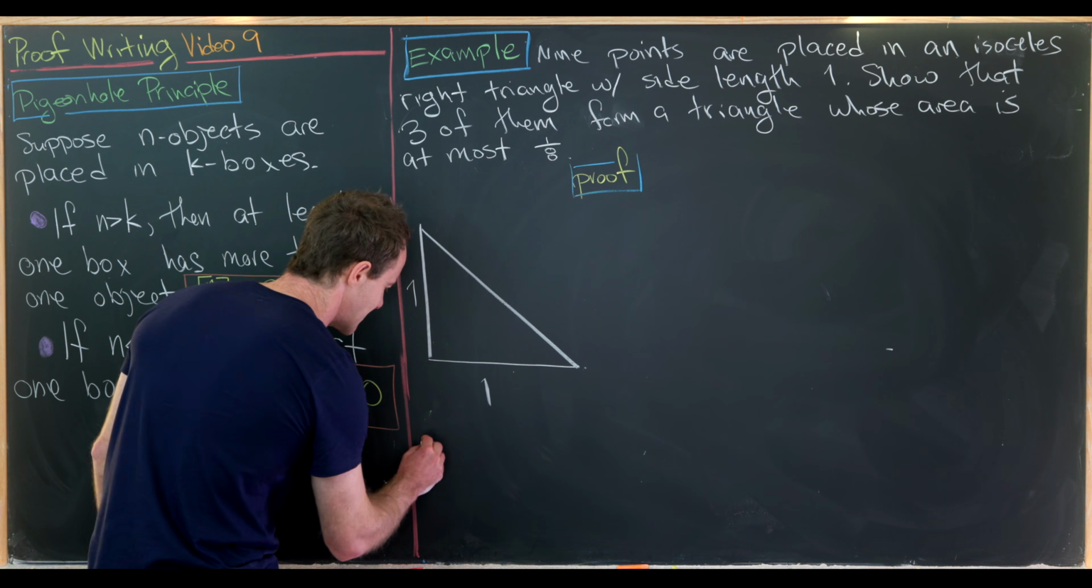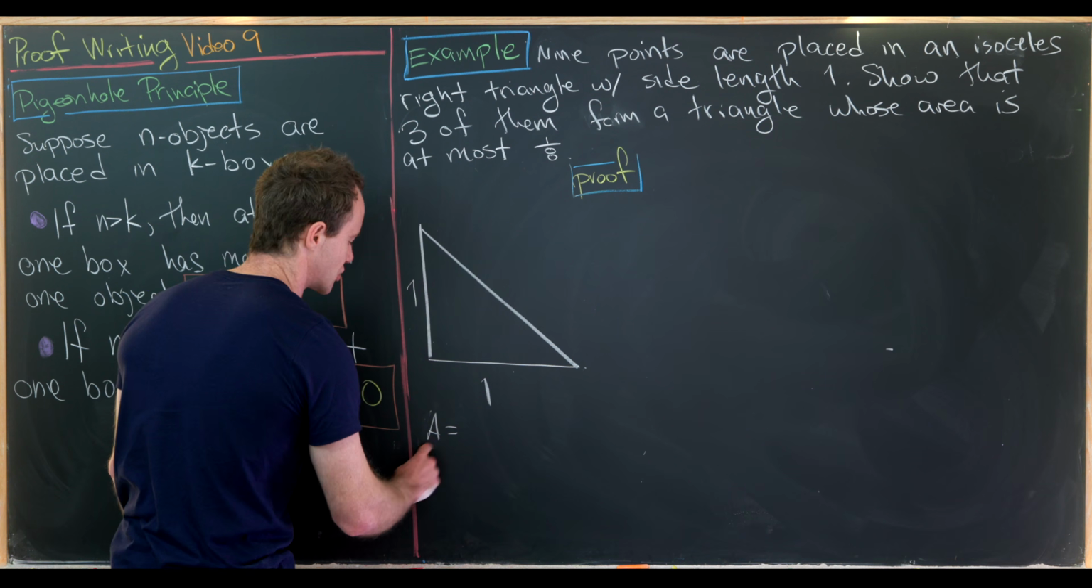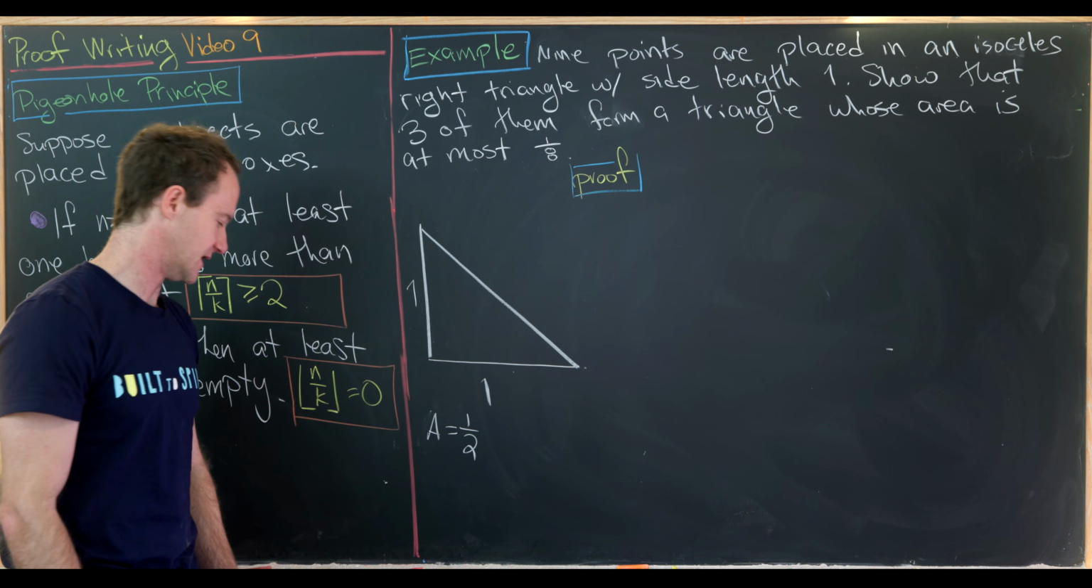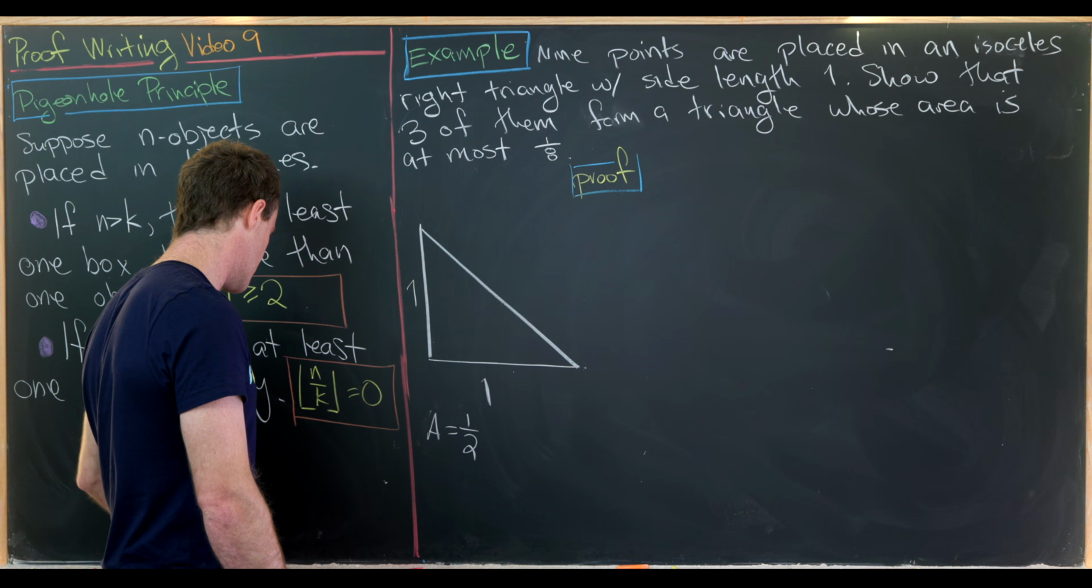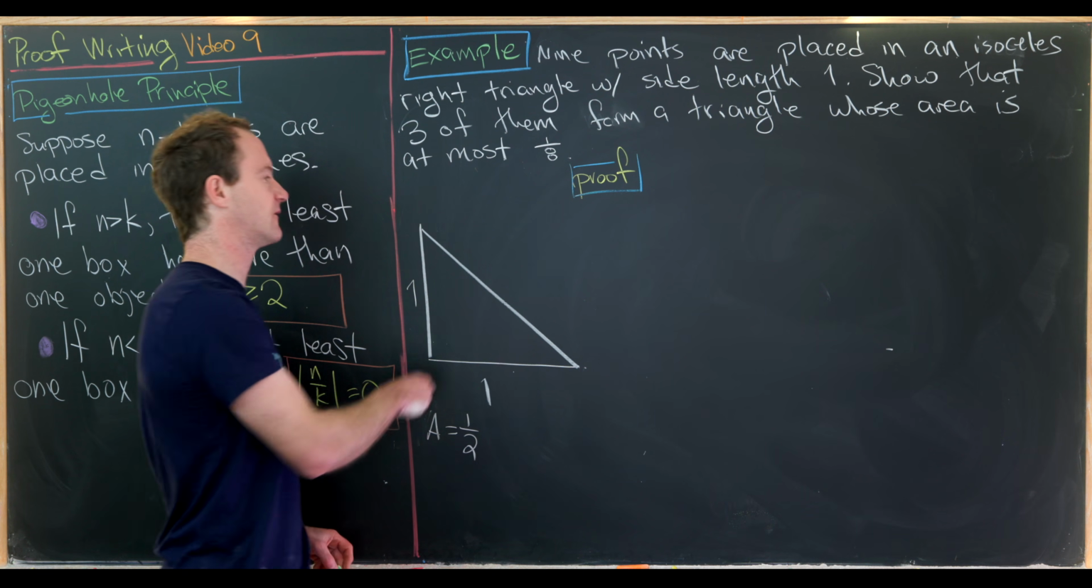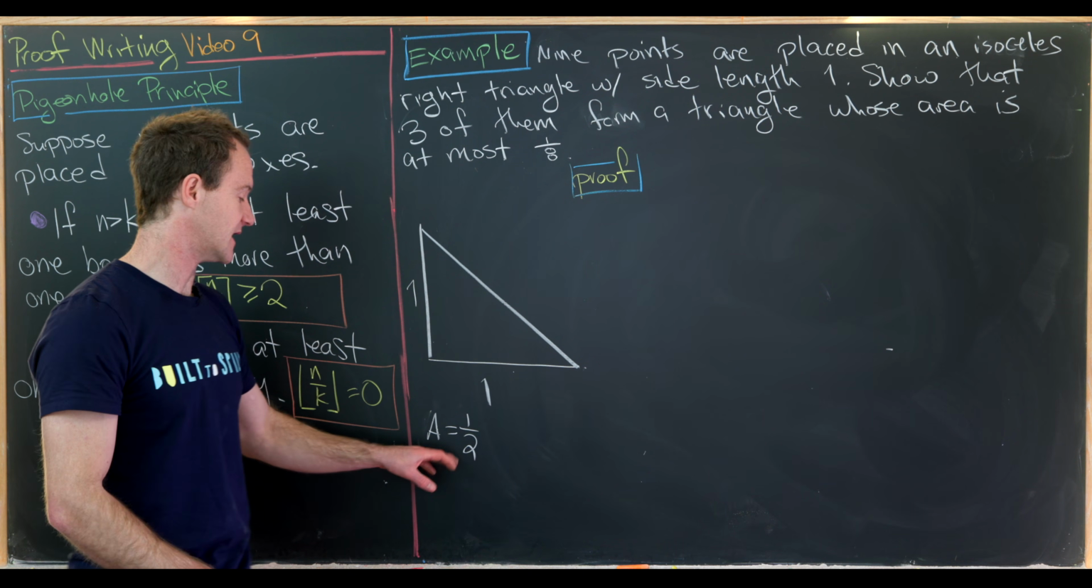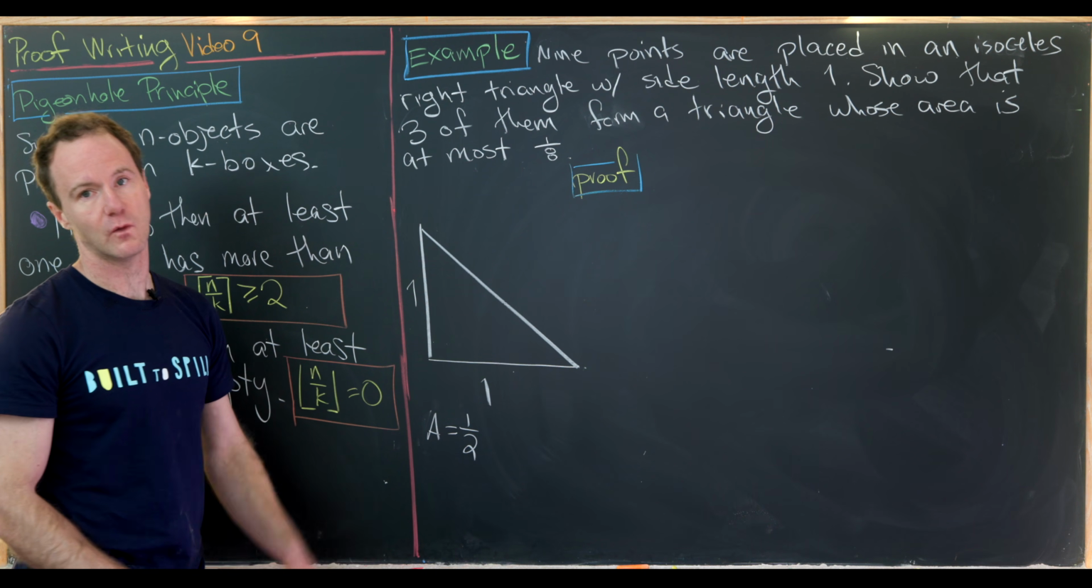Let's notice that the area of this entire triangle is 1/2, because it's 1/2 base times height. That gives us motivation to split this up into 4 pieces, 4 pieces because 1/8 is 1/4 of 1/2.